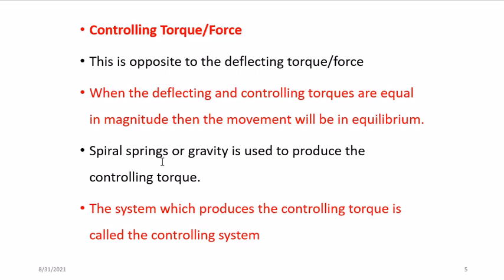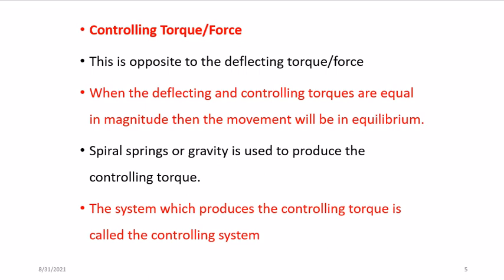We create it using spiral springs, or sometimes using the force of gravity. If we open any analog instrument, you see that the pin on which the pointer is attached is connected to a spiral spring. Its function is to produce a counter deflection in such a way that whenever the pointer is moving from 0 to a particular point, the controlling torque will place it in equilibrium. The system which is responsible for producing this controlling torque, we call the controlling system.